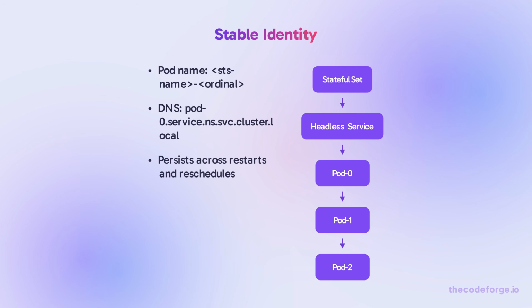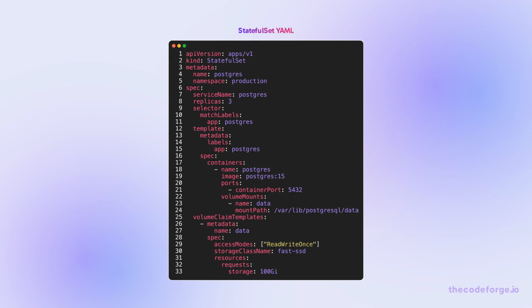Each pod has a deterministic name like postgres-0. With a headless service, DNS resolves each pod individually. This identity survives restarts and node failures. Here's a StatefulSet for PostgreSQL. Note the service name matches the headless service, and volumeClaimTemplates creates a PVC per pod.